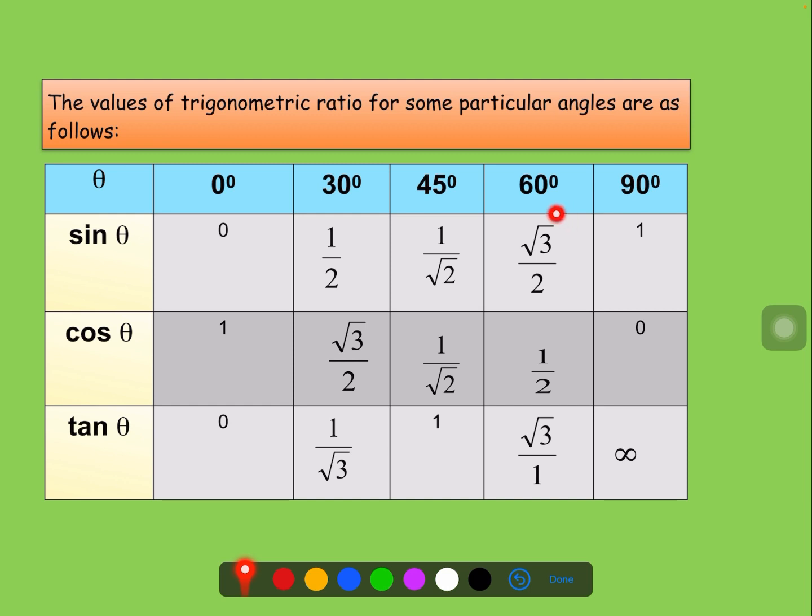Sine 60 degrees is root 3 over 2. Cos 60 degrees is half. Tangent 60 degrees is root 3 over 1. Sine 90 is 1. Cos 90 is 0. Tangent 90 degrees is infinity.